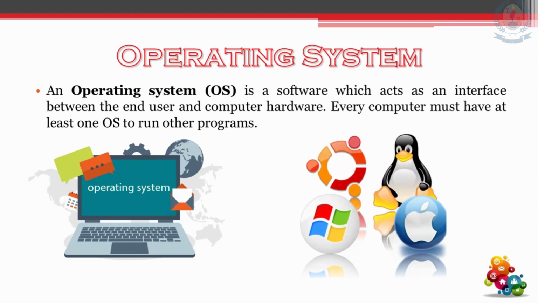Every desktop computer, tablet, and smartphone includes an operating system that provides basic functionality for the device. You can see some examples of operating systems: Windows, then Ubuntu, then Apple. If you search on the internet, you can see what the operating systems are. Under the operating system, we are going to talk about memory management, resource management, and security.